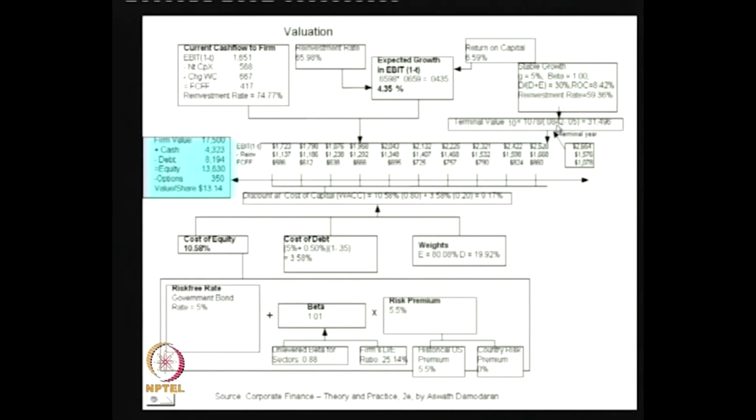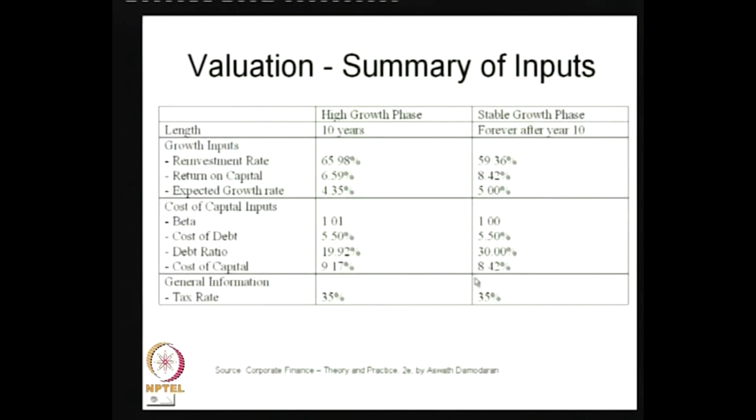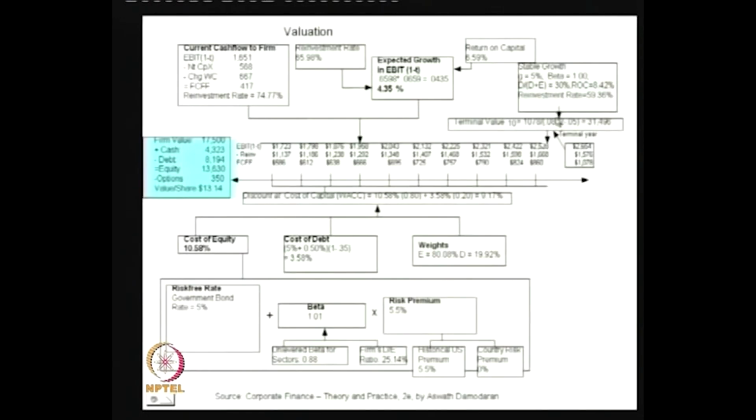So, by dividing that by the cost of equity minus the growth. You can see here the cost of equity, or the cost of capital, is 8.42% minus growth, which is 5%. So, that is nothing but the K minus G here. So, 0.0842 minus 0.05. So, whatever the cash flow is there, we have got now 31,496 as our terminal value.